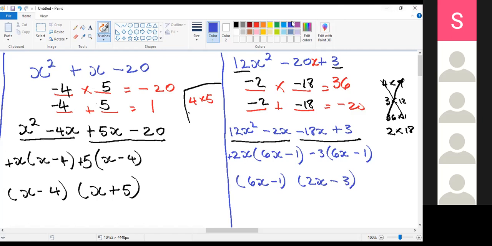The more questions we get to practice, the better for me. Yeah, absolutely. Because this is math, and with more practice does come perfection.